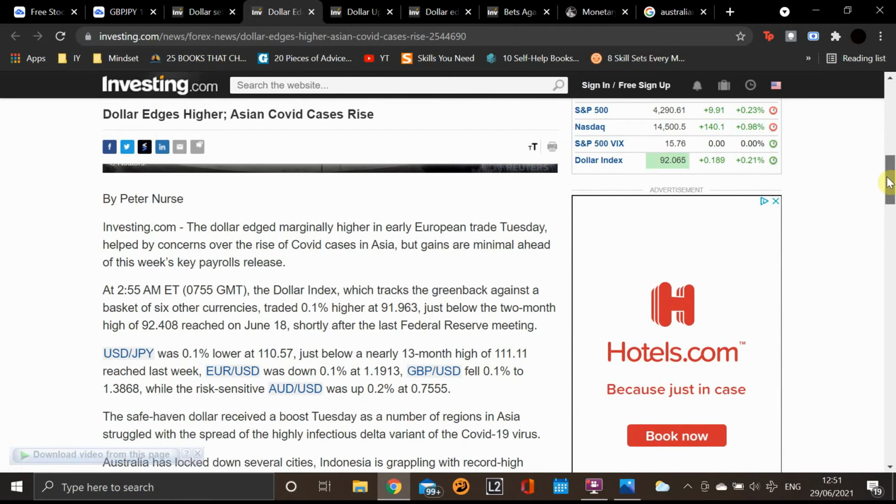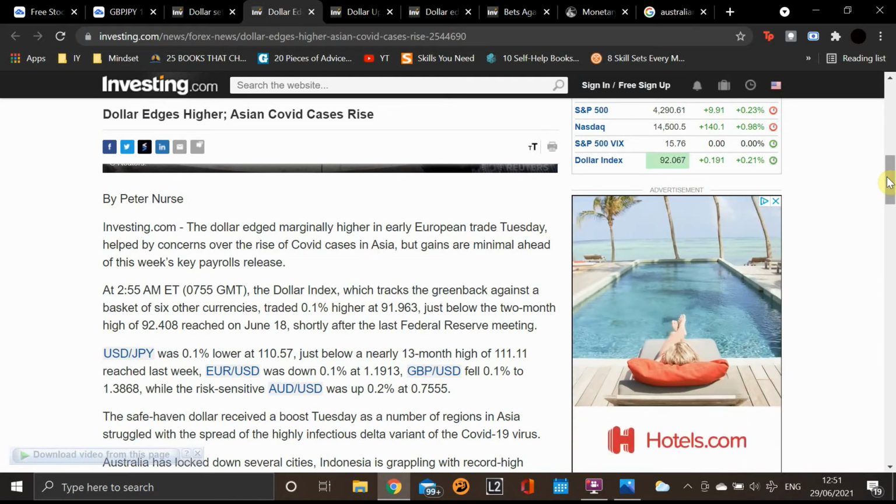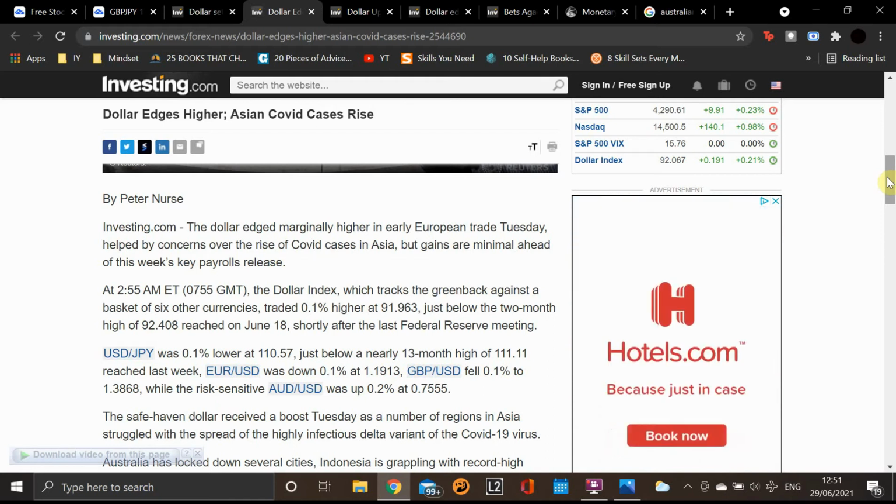The dollar edged marginally higher in early European trade Tuesday, helped by concerns over the rise of COVID cases in Asia, but gains are minimal ahead of this week's key payroll release. The dollar index, which tracks the greenback against a basket of 6 other currencies, traded 0.1% higher at 91.963, just below the 2-month high of 92.408, reached on June 18th, shortly after the last Federal Reserve meeting.